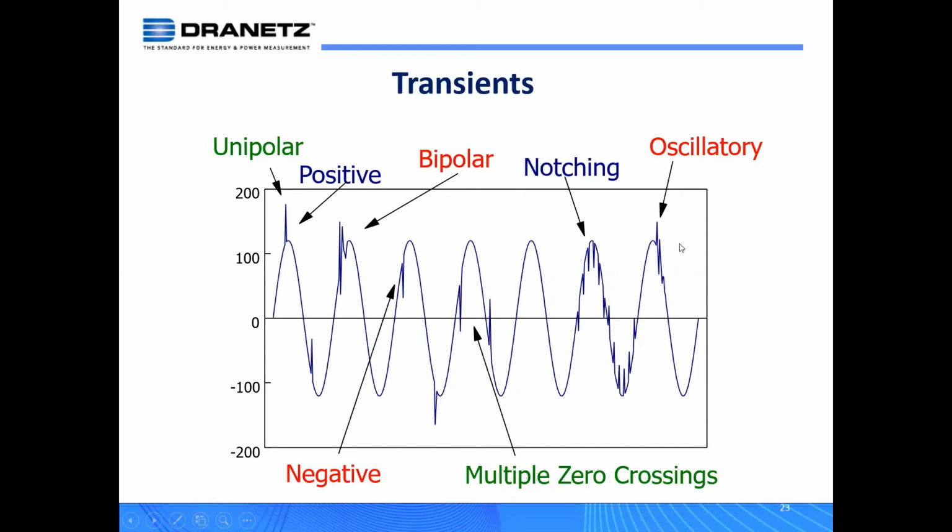This is probably from a power factor correction capacitor switching in, which officially is called a negative going bipolar oscillatory transient. That's the official kind of geek term for it. So you also have notching, maybe from a pulse rectifier. You see it's carving out little sections of the waveform here on a periodic basis. Every wave shape would look just like this.